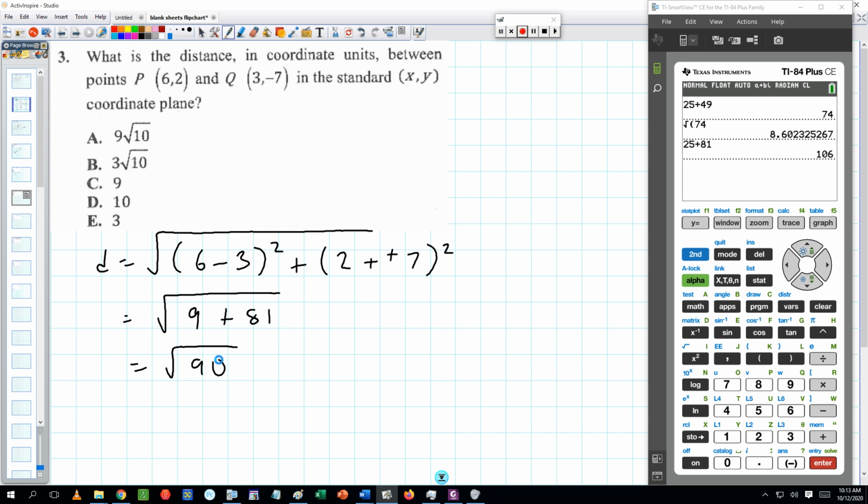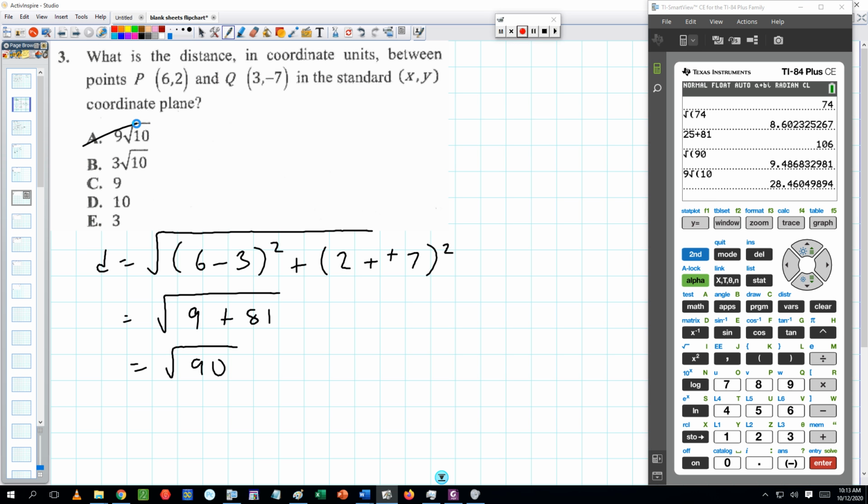Square root of 90 is 9.4. Let's find us a match. 9 square root of 10. A is not an answer. 3 square root of 10. We have a match. Our answer is B.